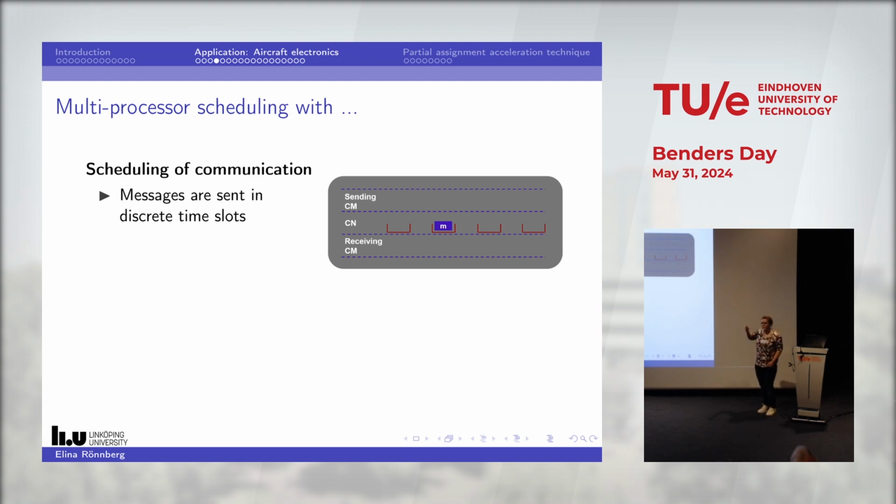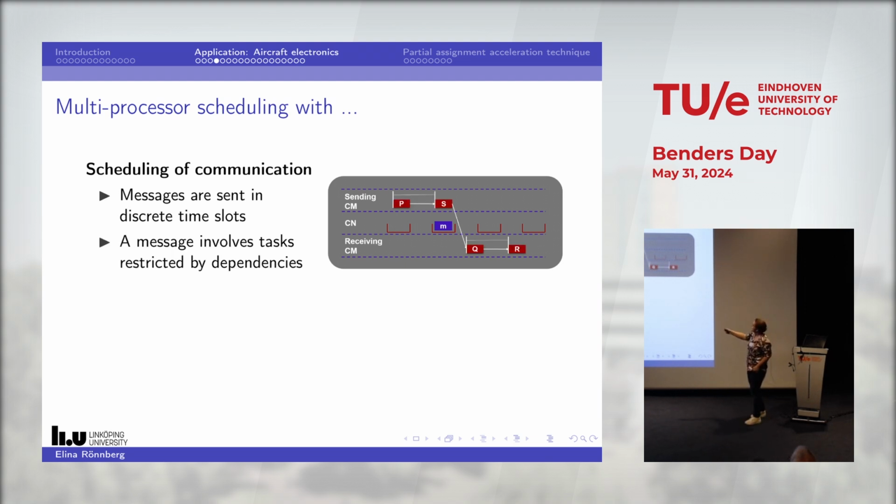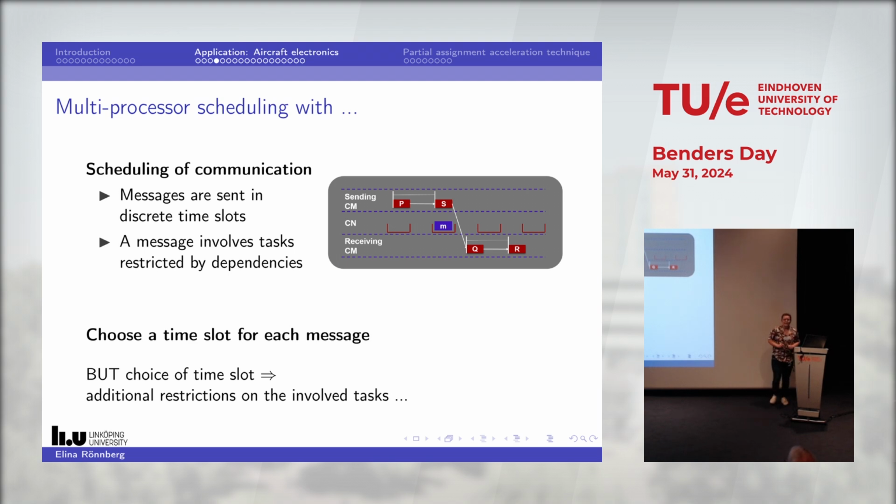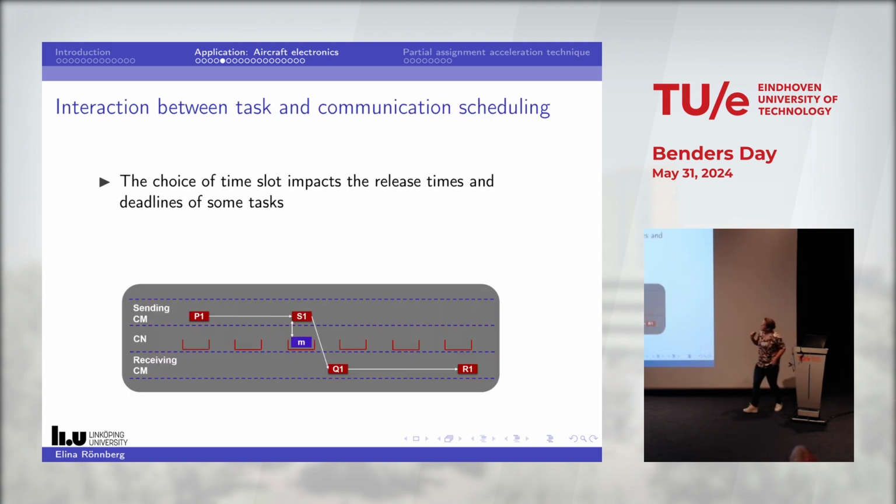But from a technical perspective, to be able to send this message, several things need to happen. You need to prepare, send, dequeue, and then read the message. These are tasks involved in making this happen, and they are all restricted by dependencies. But the actual decision is rather easy: you need to choose a time slot and assign the message to it. The complicated part is that the choice of time slot has an influence on the involved tasks. I will illustrate this also by an example.